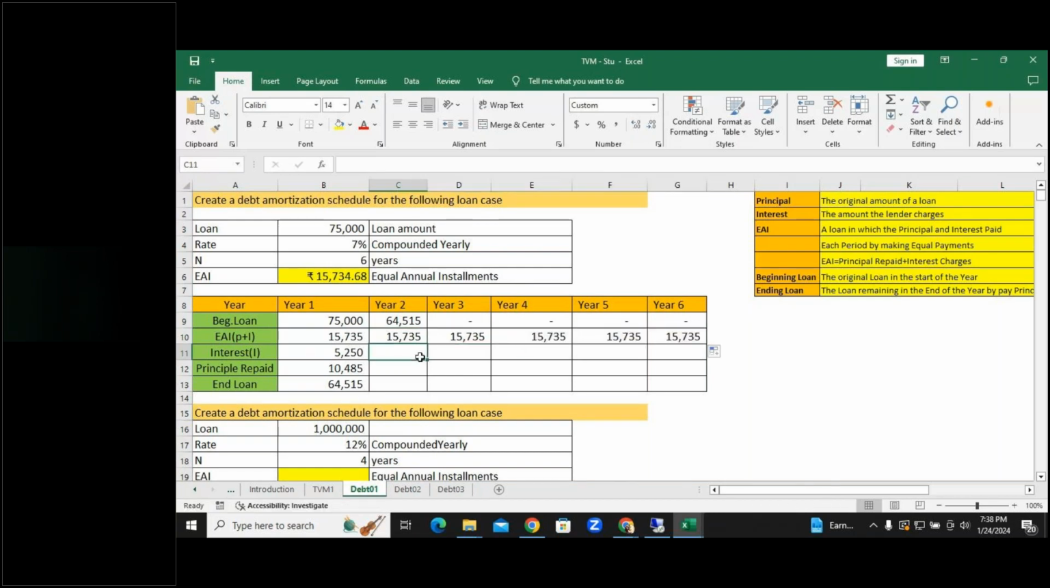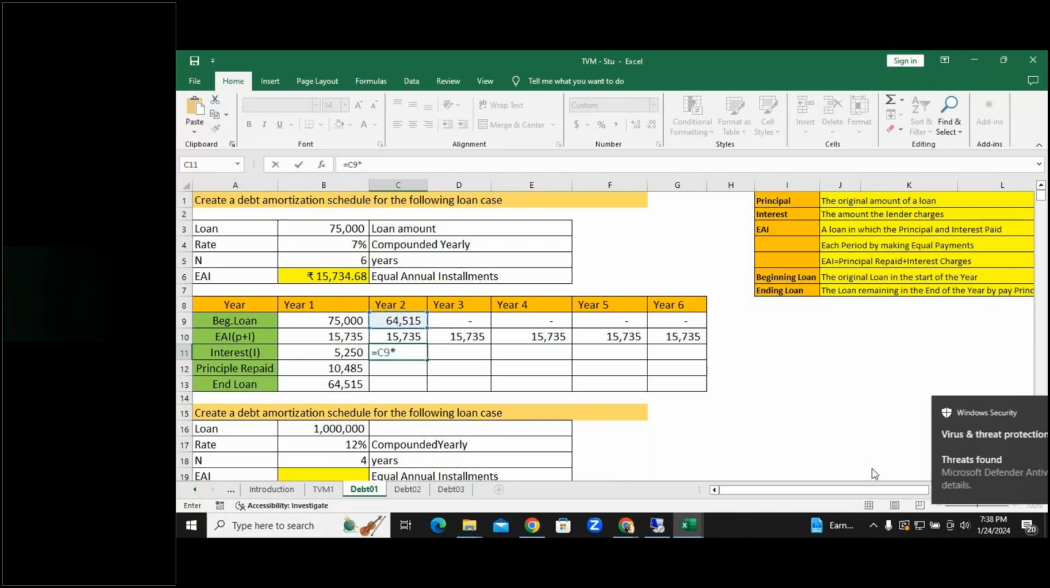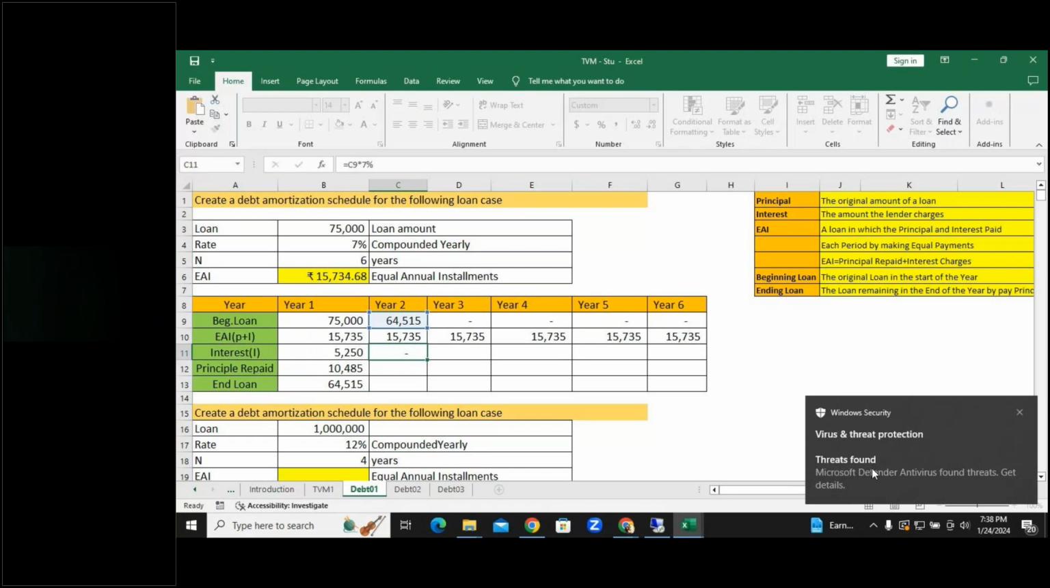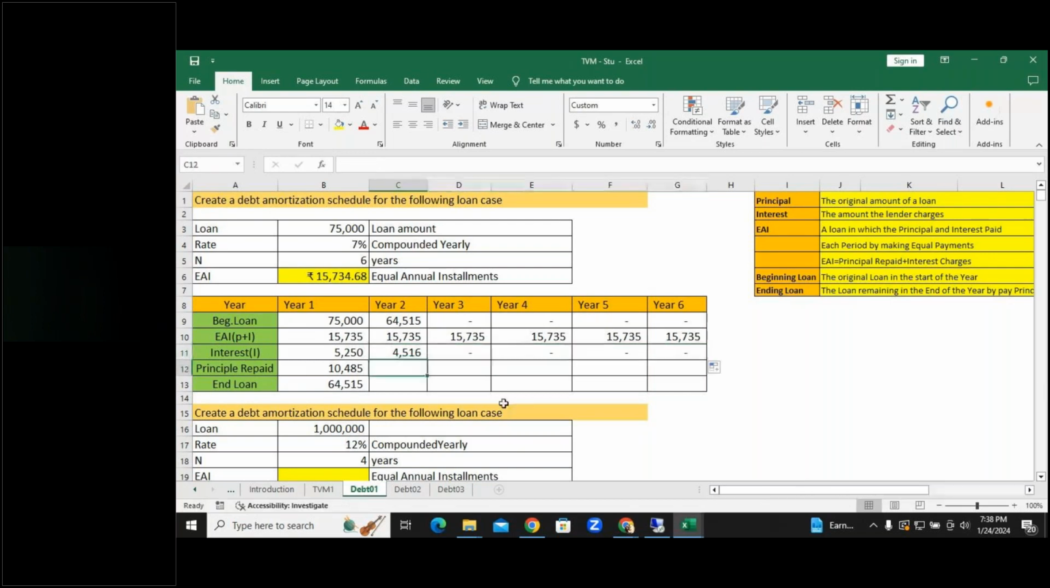Now here, interest equals 64,515 into 7%, enter. Now I will drag it towards my right. Then principal repaid equals EAI minus interest, and I drag it towards my right. Then end of the loan equals beginning of the year minus principal repaid. I drag it, and my calculation is done. At the end of the period, it is 0.